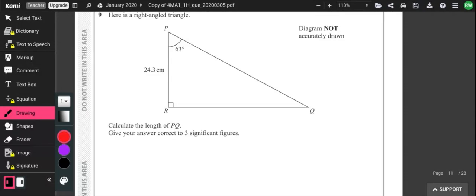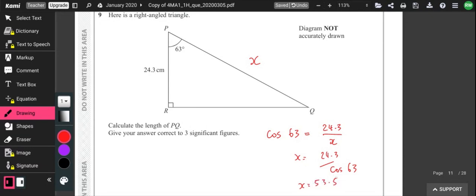Question 9, we have a length PQ that we have to find, so let's call that x. And in this question, we have the adjacent and the hypotenuse, so we're going to use cosine. cos 63 is equal to a, which is 24.3, over the hypotenuse. So x is 24.3 over cos 63. Work that out on our calculators, and that gives us x equals 53.5 centimeters to 3 SF.